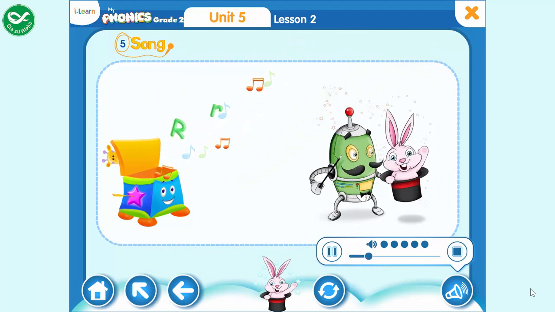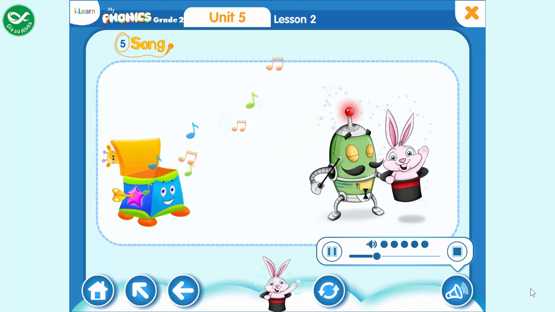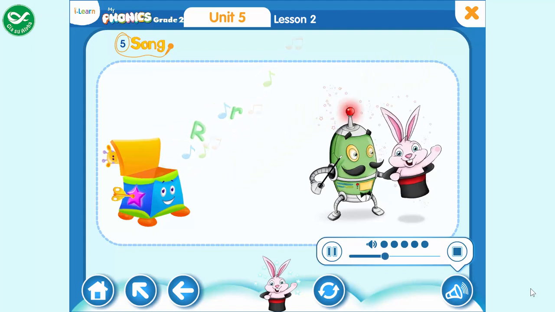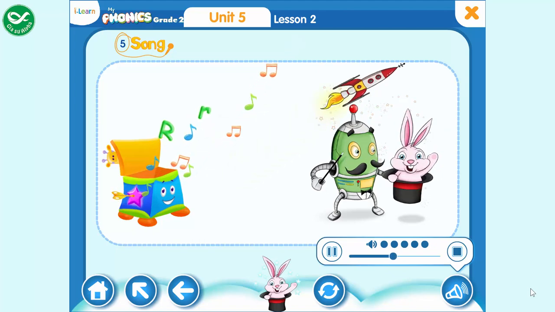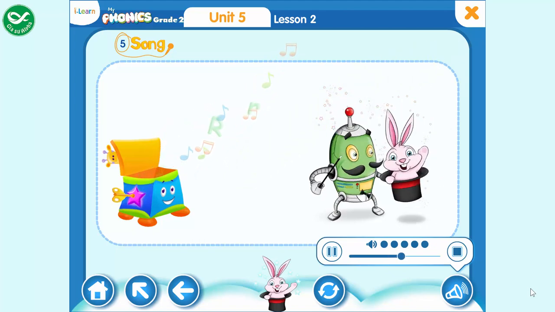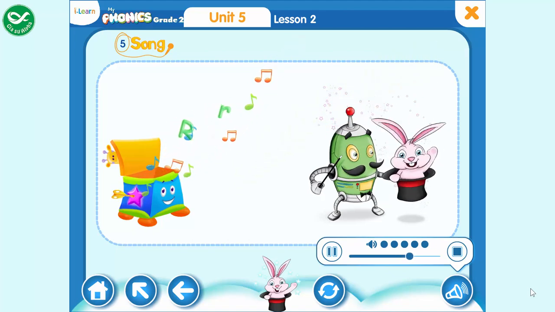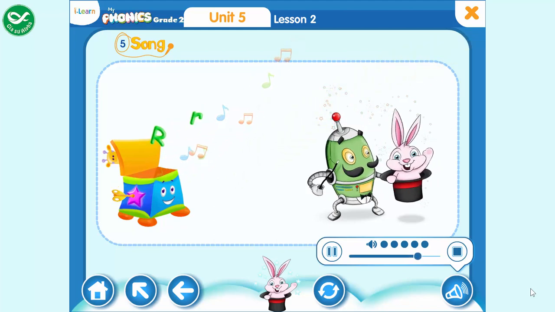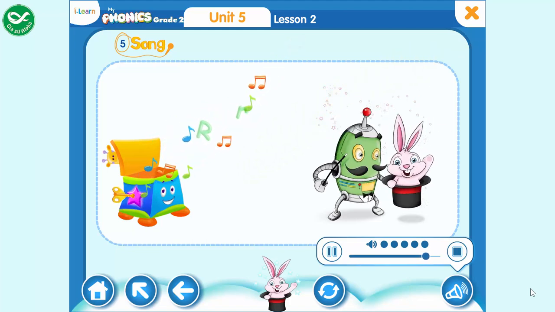Robot. Here is a rocket for a robot. A rocket, hooray, hooray. Here is a rabbit for a robot. A rabbit, hooray, hooray.